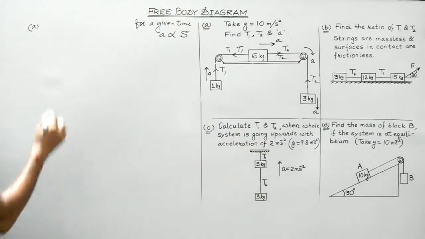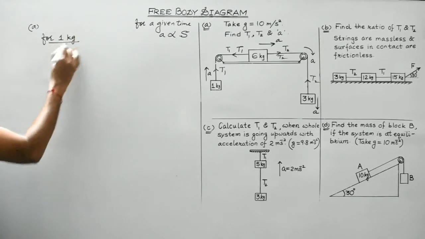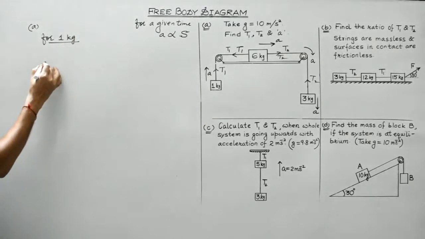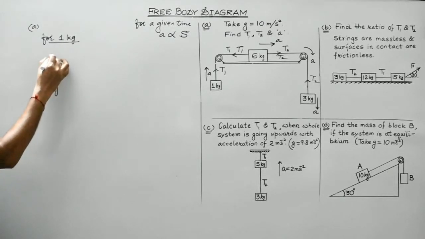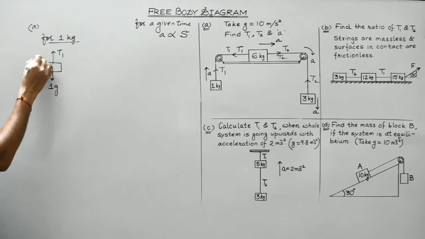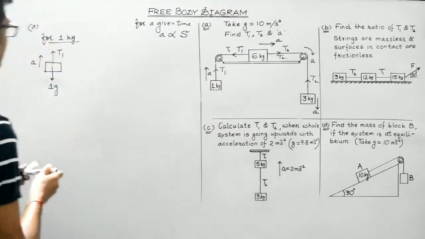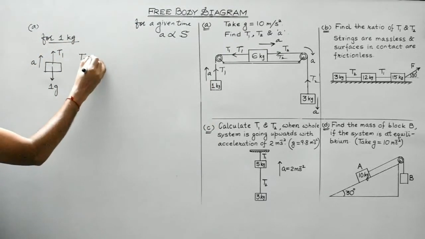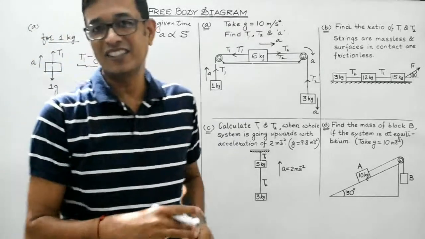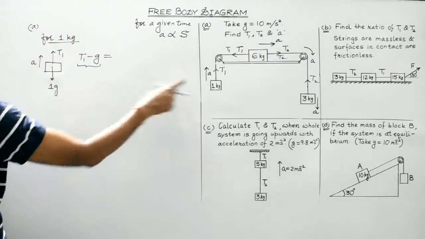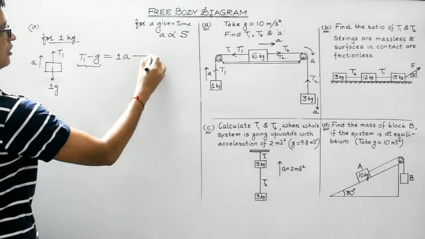Okay, for the 1 kg mass, this is 1 kg. So weight would be 1g. Tension is T1 and it is getting accelerated in the upward direction. So students, what is the net force acting over here? It will be T1 minus g. And net force acting on a body is given by mass into acceleration. The mass of this body is 1 kg. So it will be 1 into A. So this is the first equation, students.